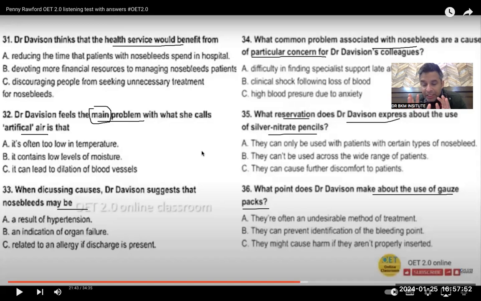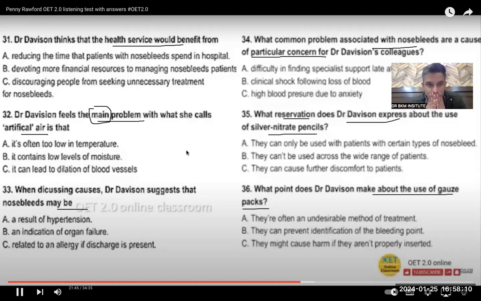By the time she is speaking, I am concentrating upon the options: health services will benefit from reducing the time in hospital, discouraging people from seeking unnecessary treatment, devoting more financial resources. So I will keep on reading again and again.